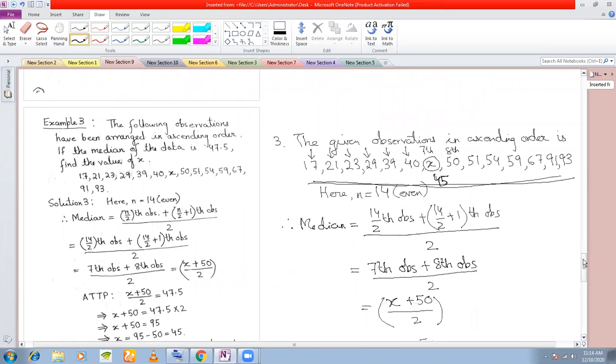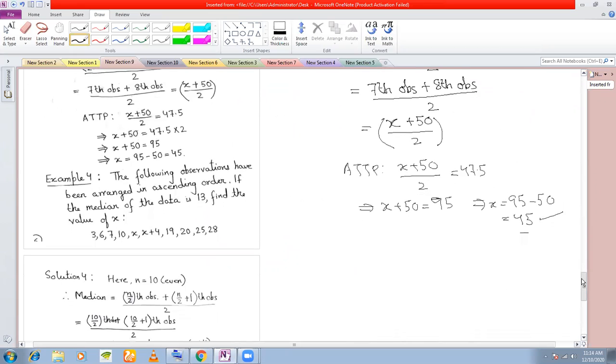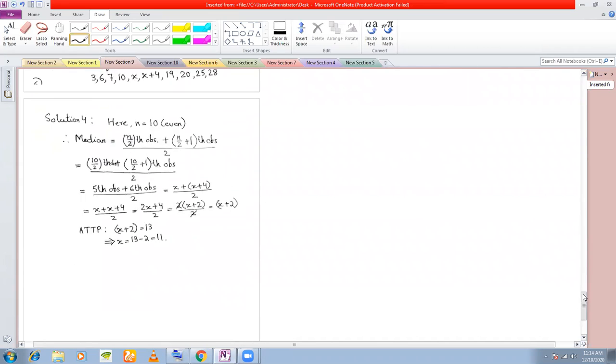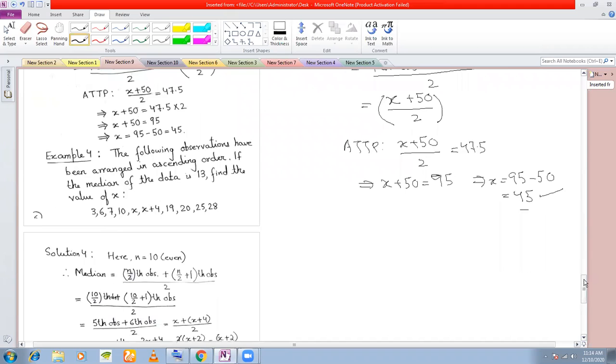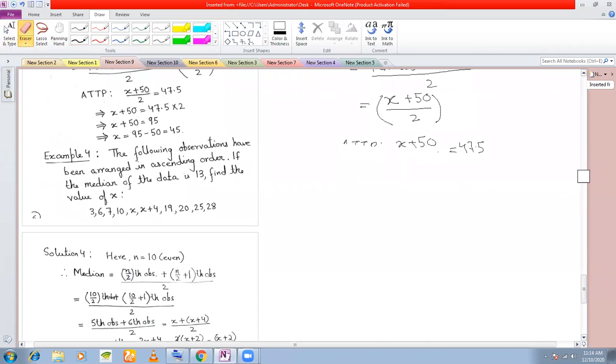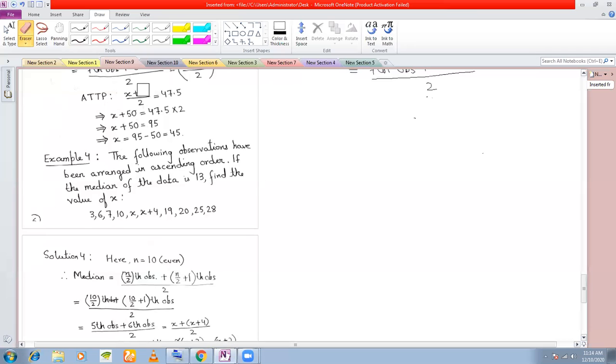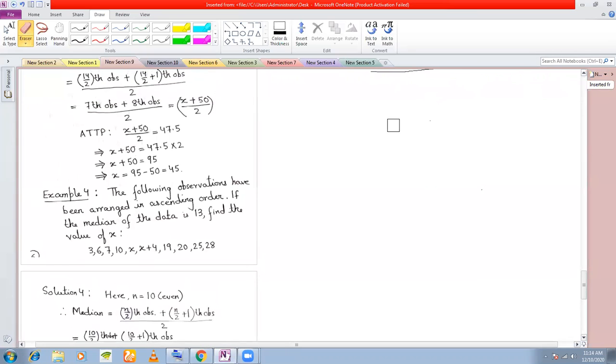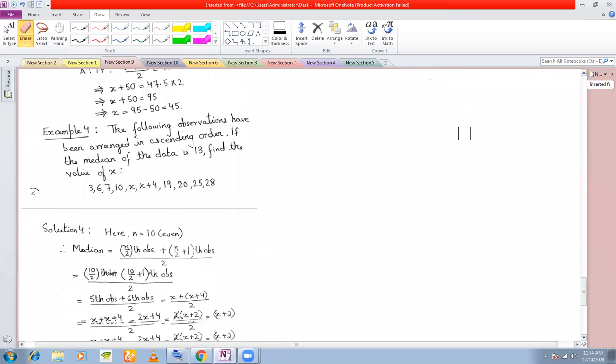I don't know whether I have done that kind of question. I think I have solved it in your solved board examination questions. Let's see the fourth question here. The following observations have been arranged in ascending order. If the median of the data is 13, find the value of x.